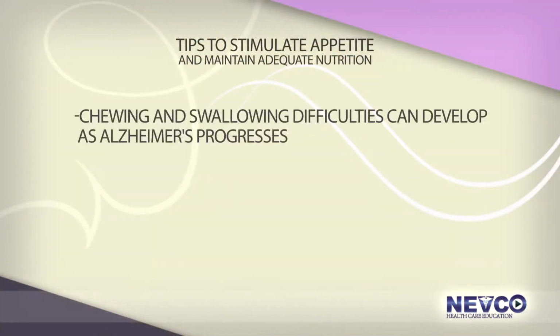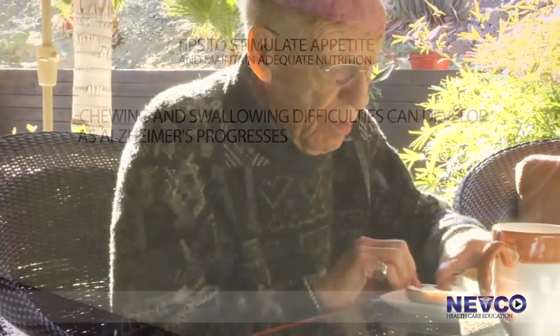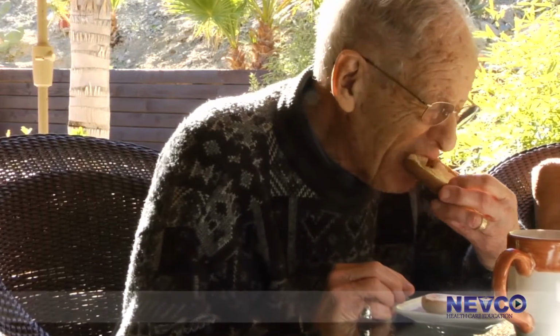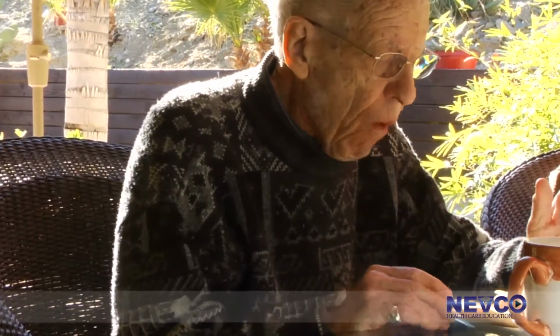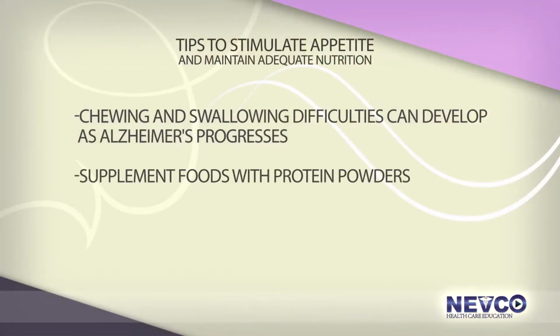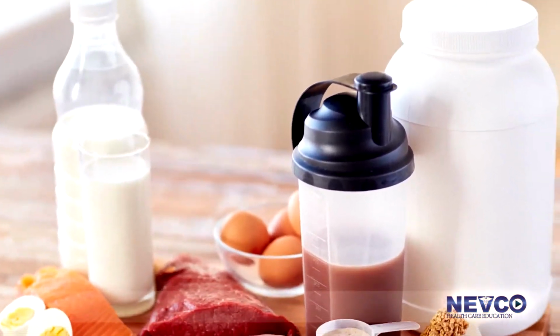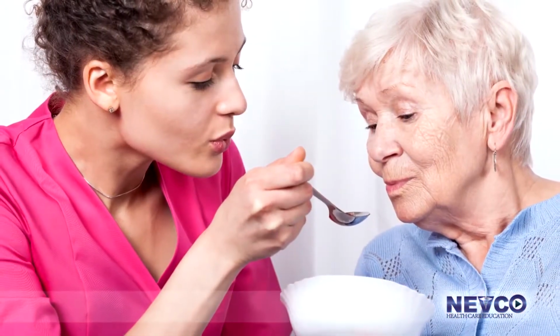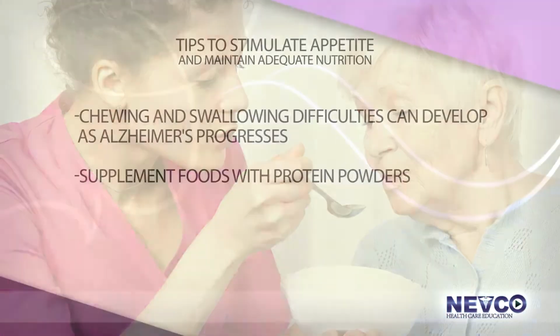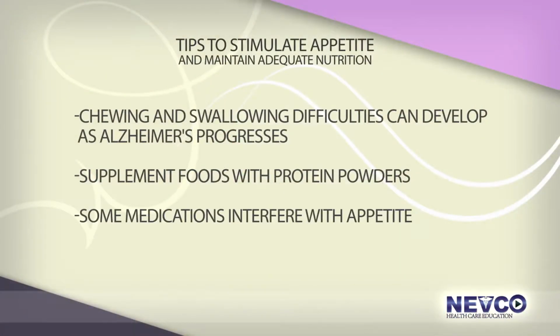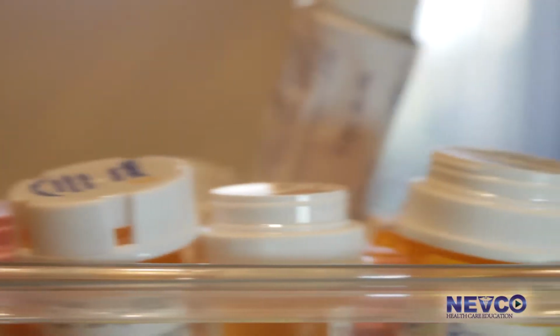Chewing and swallowing difficulties can develop as Alzheimer's progresses. If necessary, give instructions on when to chew and when to swallow. Supplement foods with protein powders, eggs, etc. Offer flavorful, high-protein and calorie beverages after meals as a dessert. Some medications interfere with appetite. Be aware of the side effects of any medications that the Alzheimer's patient is taking.